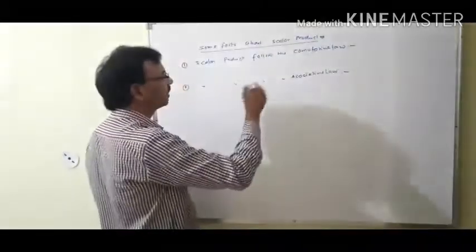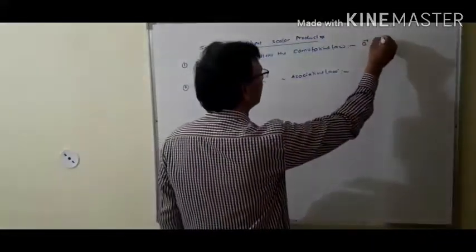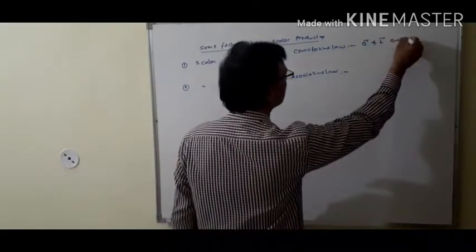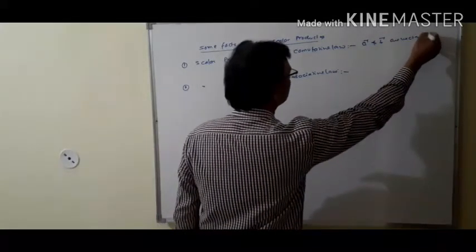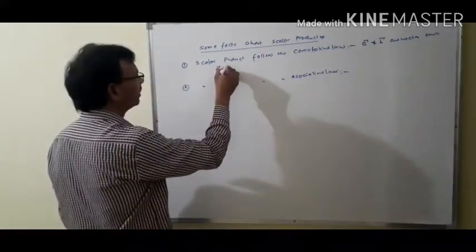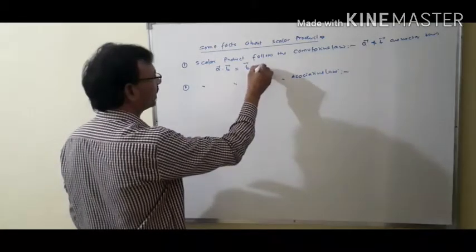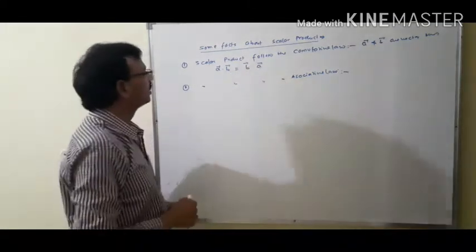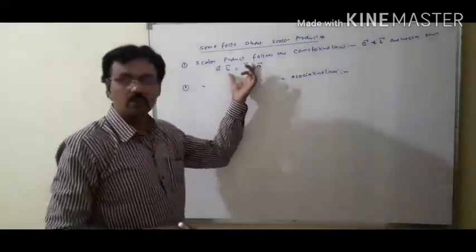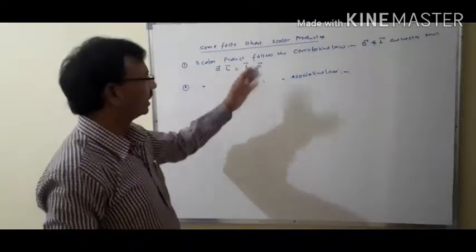Commutative law means if suppose A and B are two vectors, then vector A dot vector B is equal to vector B dot vector A, and both are equal to A B cos of theta. This is the commutative law.